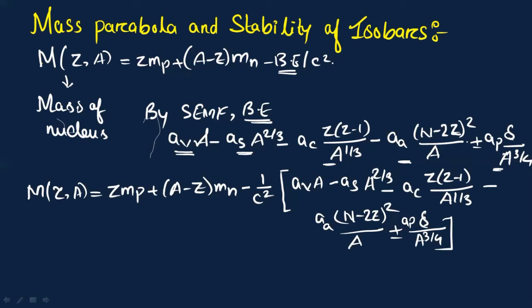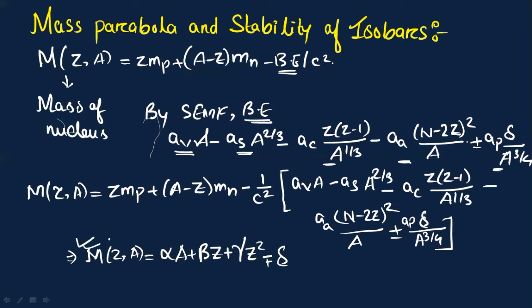Now you can write this formula for the mass of the nucleus as alpha A plus beta Z plus gamma Z square plus or minus delta. When you do the derivation, taking some terms common and simplifying, you will get this. Now, what are the values of alpha, beta and gamma? That I will write here.